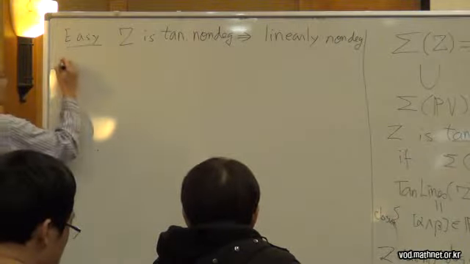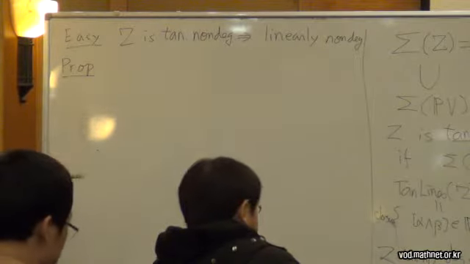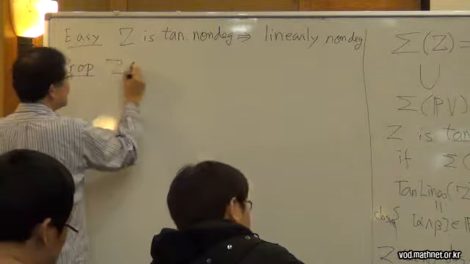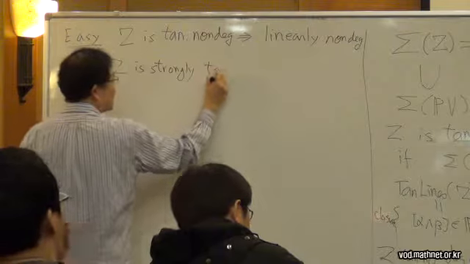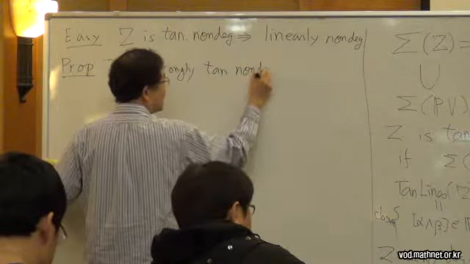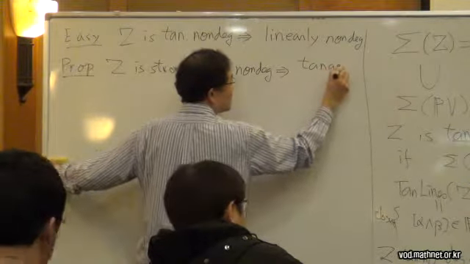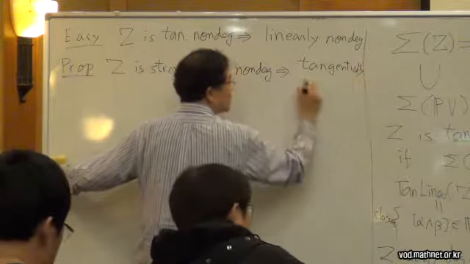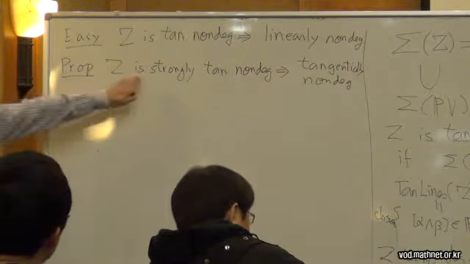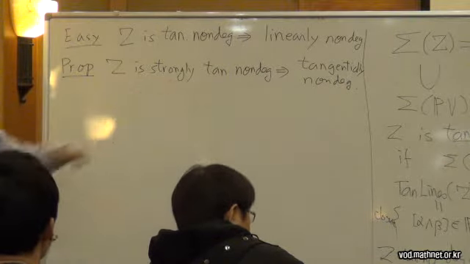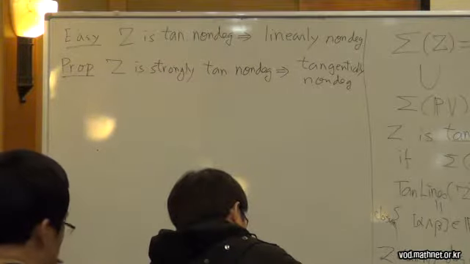Now this is also very easy, but let me state it because it's something new to you: if Z is strongly tangentially non-degenerate, then it is tangentially non-degenerate. So that justifies the terminology that this is strongly tangentially. And let's see why this is.